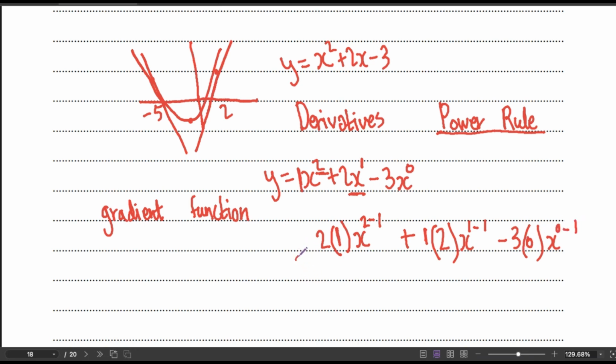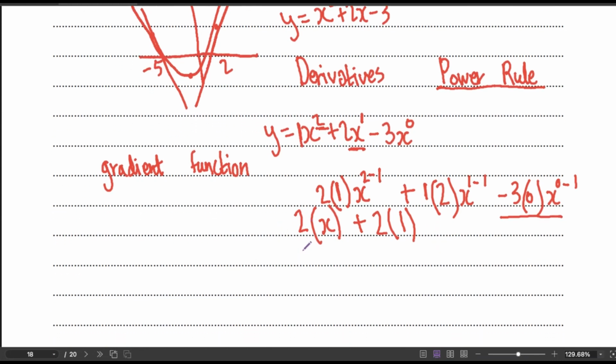So we'll have 2 times 1 is 2, times x to the power 2 minus 1, which is just 1. So we have 2x, plus 2 times 1 again is 2. x to the power 1 minus 1 is x to the power 0, which is just 1. So plus 2 times 1. And then this is minus 3 times 0. So this is just 0. So we don't need to add that. And then you're left with 2x plus 2.